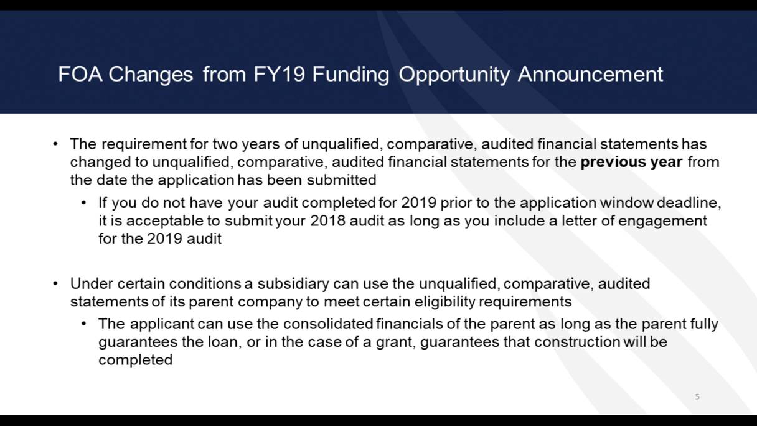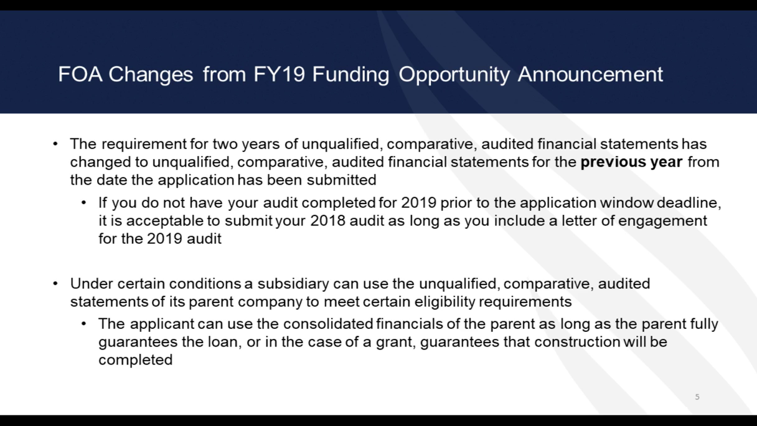There are several changes between the fiscal year 2019 FOA and the fiscal year 2020 FOA that I want to highlight. Some of the changes are programmatic and some re-clarify requirements from last year. The requirement for 2 years of unqualified, comparative, audited financial statements has changed to unqualified, comparative, audited financial statements for the previous year from the date the application has been submitted. If you do not have your audit completed for 2019 prior to the application window deadline, it is acceptable to submit the previous 2 years' audits.